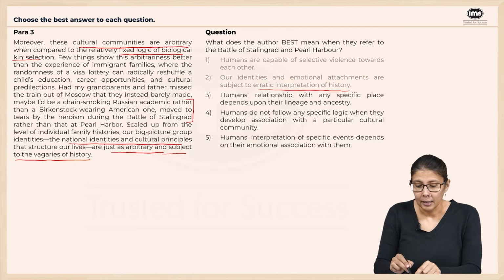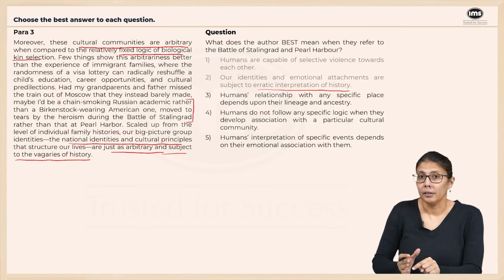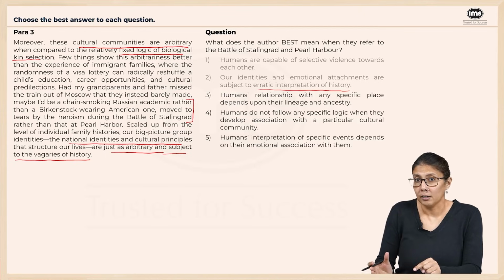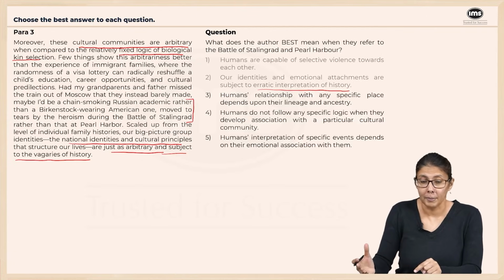The third one, humans' relationship with any specific place depends on their lineage and ancestry. In fact, we are trying to contradict this view that biology does not determine our group affiliation. We are trying to say that lineage and ancestry plays a role in other creatures, but not amongst humans. So option 3 is definitely out.